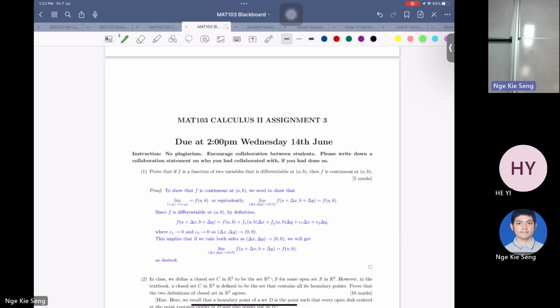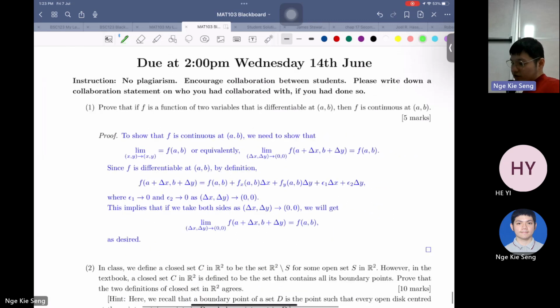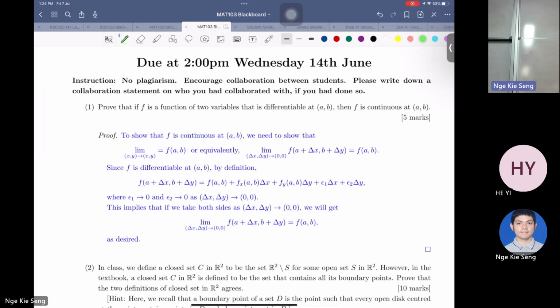So the first question here: prove that if f is differentiable, then f is continuous. This is a very standard question in analysis. To prove this is actually very easy. You just use the definition.